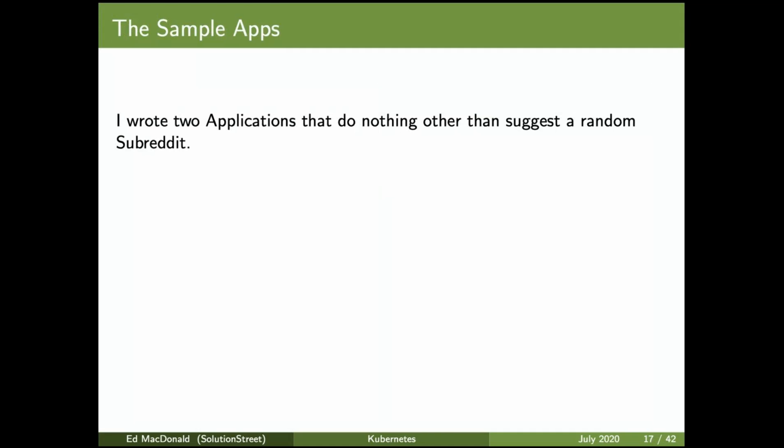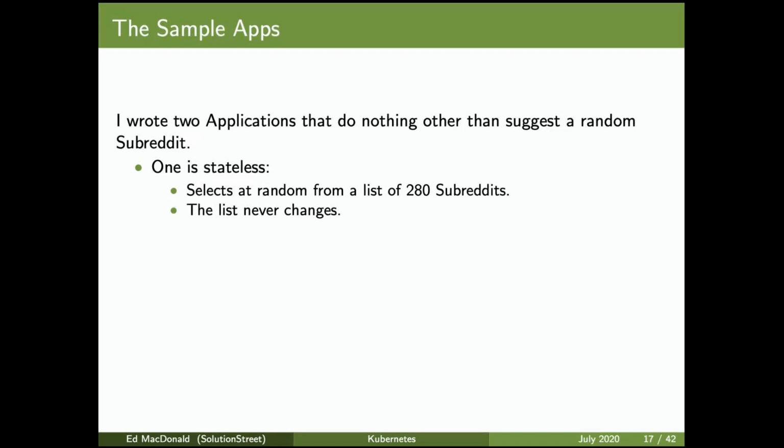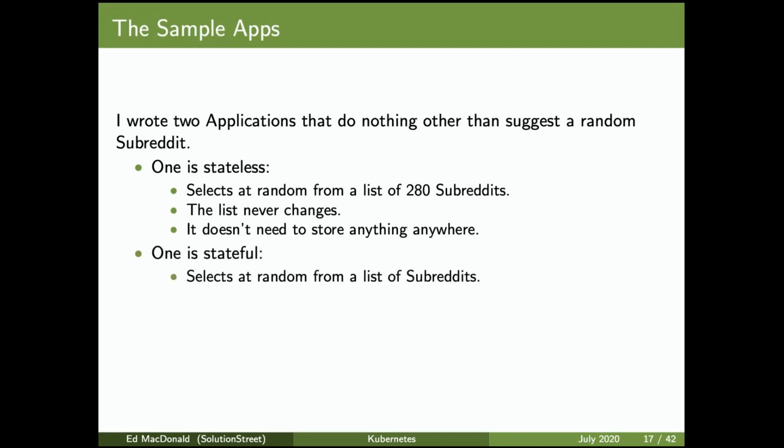So now we're going to start getting into what I'm actually going to deploy to this cluster. I wrote 2 sample applications that suggest random subreddits. The first one is stateless. The list of subreddits is 280 subreddits, and it just selects one at random and shows you what it is. The list never changes, and so this pod doesn't need to store anything anywhere. That's what makes it stateless.